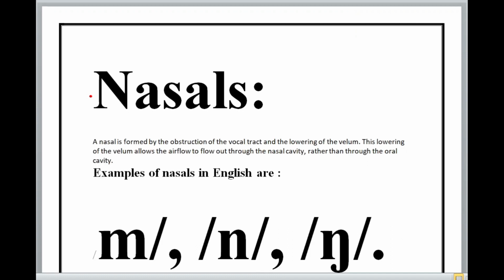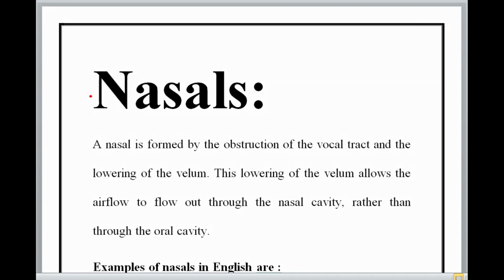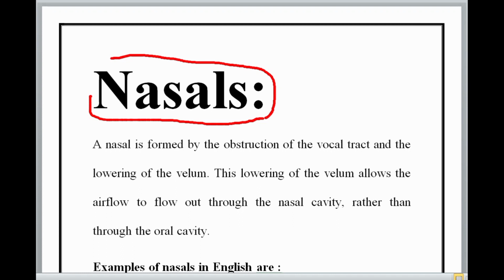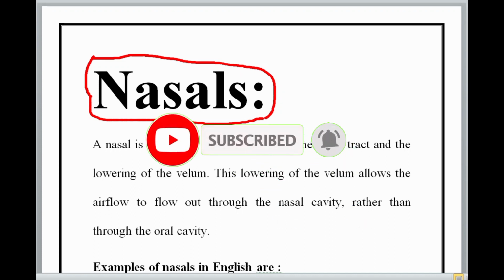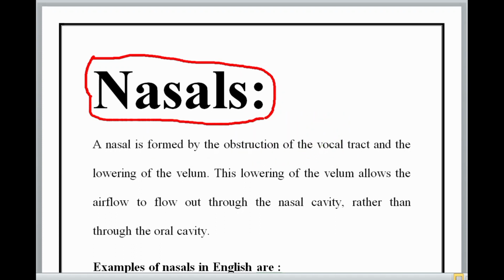Dear users, today we will discuss nasals. Nasals are consonant sounds. These are the only three sounds. These sounds are very difficult to pronounce, so we will discuss the nasals thoroughly today. Let's start the lecture, and we have a very short definition. We will explain it, and we will further discuss the three sounds.